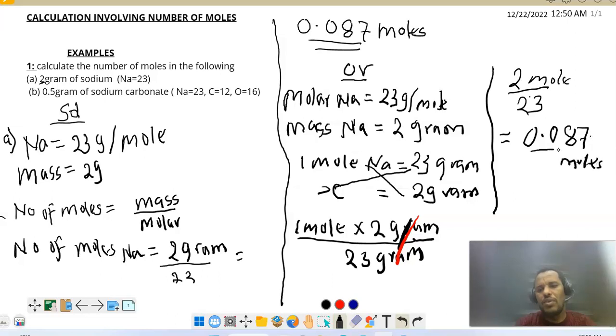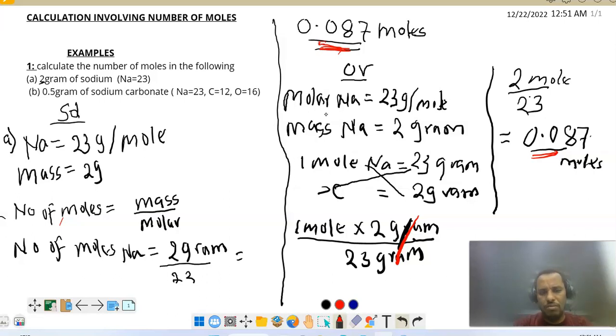You see the difference between these two answers? Here we have 0.087 and here we have 0.087. Those two methods you can use. The first method is called the formula method, where number of moles is equal to mass over molar mass. You have the mass 2 gram, and the RFM is 23, which is in the bracket. You divide it. That's the shortest method you can use.